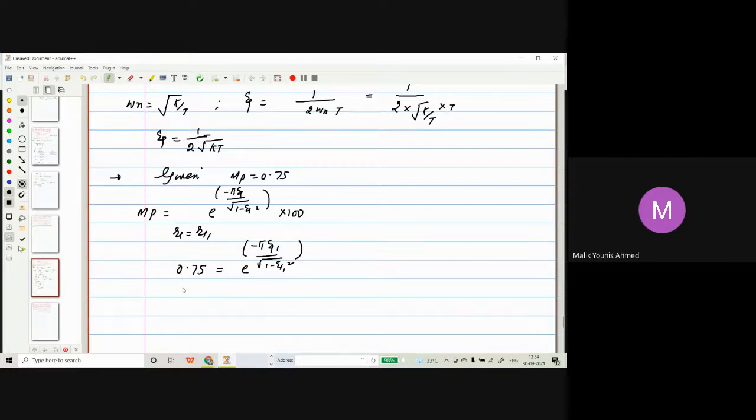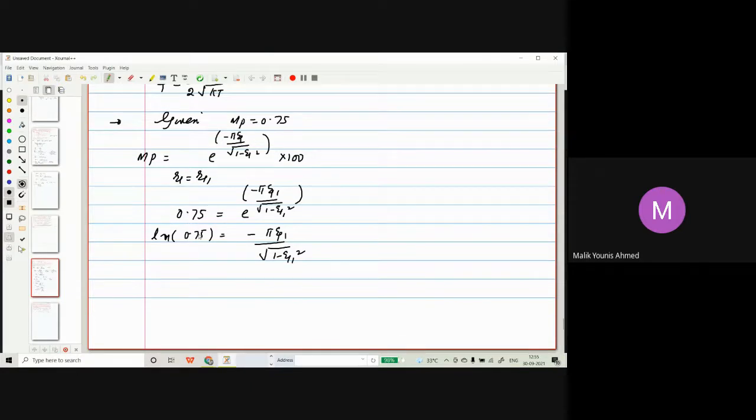So you can apply the natural log on both sides. Natural log of 0.75 equals natural log of e raised to the power, and the natural log of e is 1, so we get only minus pi xi1 divided by under root of 1 minus xi1 square. The natural log value you are going to get is 0.09157 for xi1 including this 3.15, which I have divided here. All the negative signs will get cancelled. You have to check these calculations yourself.